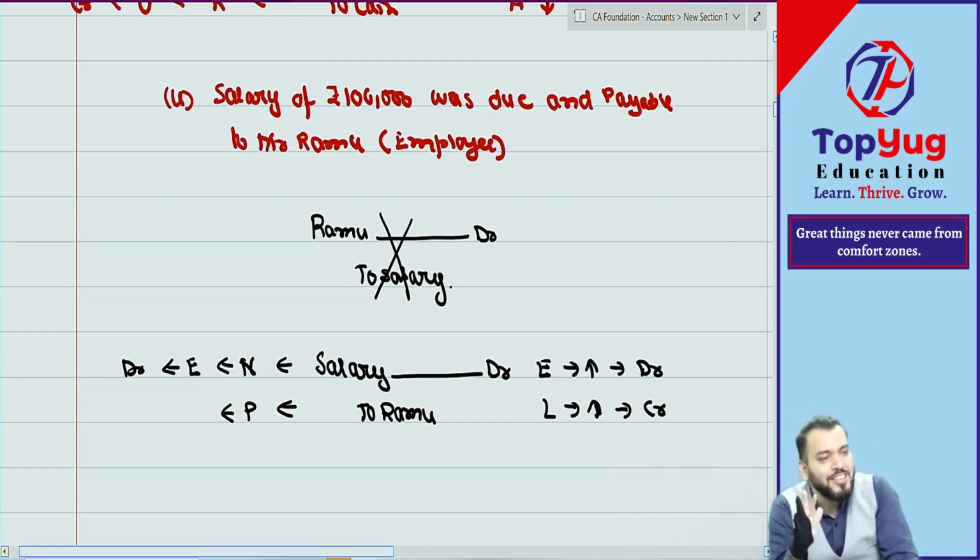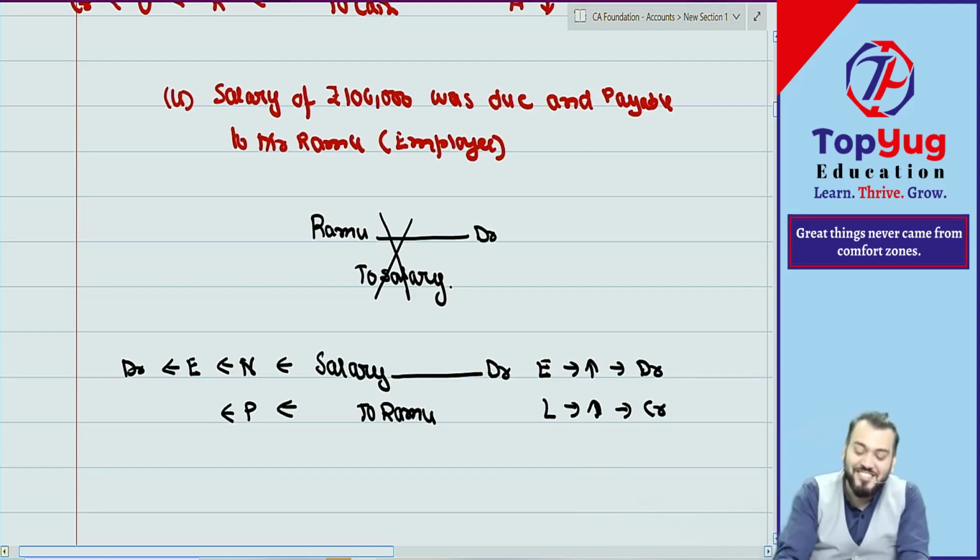Now what does our golden rule say? Debit the receiver. Ramu is the giver. Ramu can't be the receiver here. Ramu is the giver only. What is he giving? Arey, he is giving services. He is the giver of services.